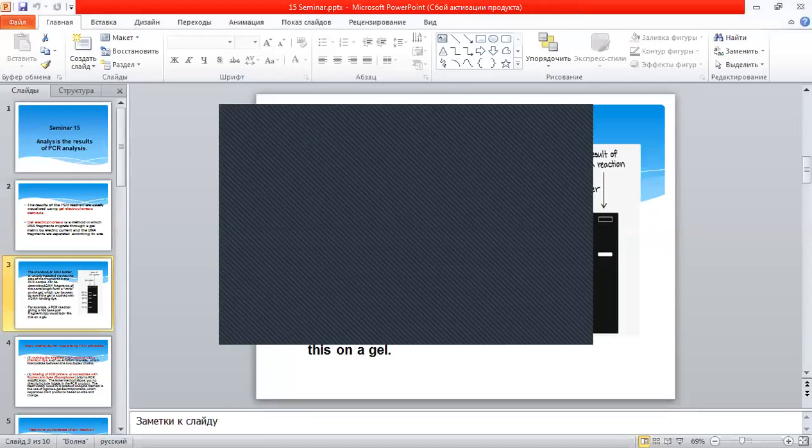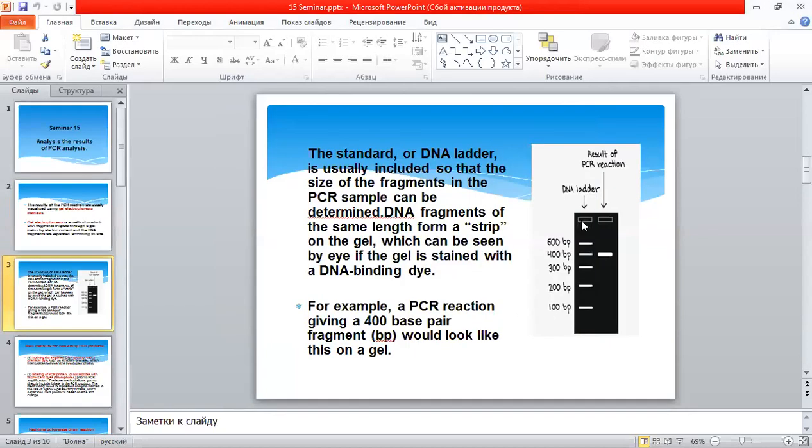A standard DNA ladder, or DNA marker, is usually included so that the size of the fragments in the PCR samples can be determined. By the bands of the PCR sample, the size is determined using the DNA ladder fragment sizes. DNA fragments of the same length form a band on the gel, which can be seen by eye if the gel is stained with DNA-binding dye.